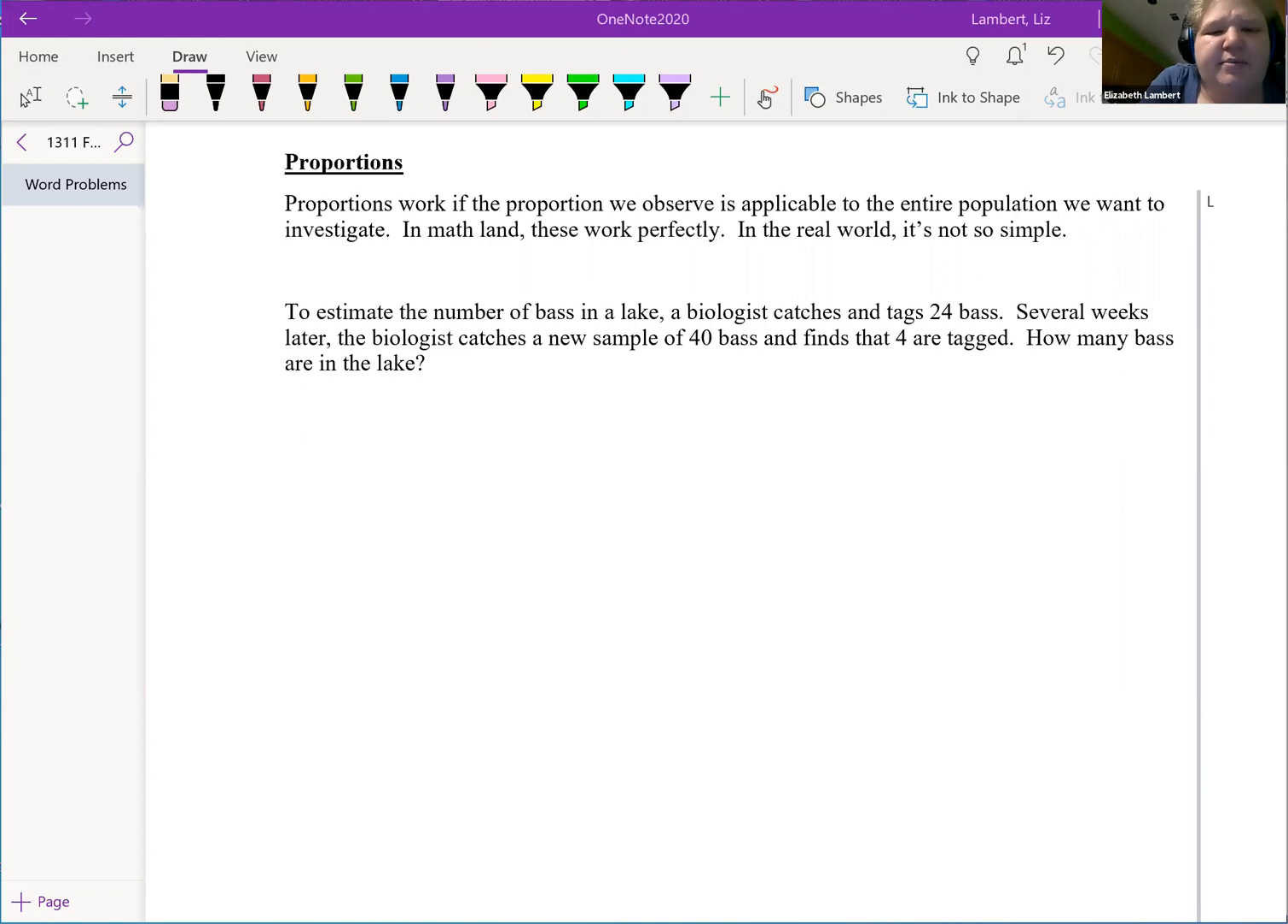So here in math land, we have a biologist. To try to estimate the number of bass in a lake, the biologist catches and tags 24 bass. Several weeks later, the biologist catches a new sample of 40 bass and finds that 4 are tagged. How many bass are in the lake?